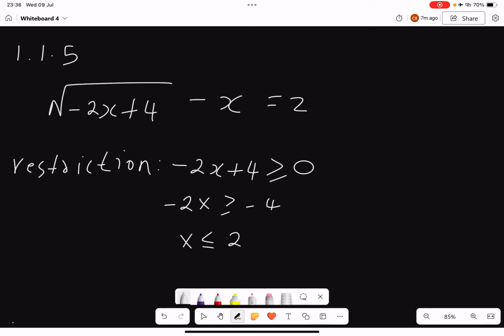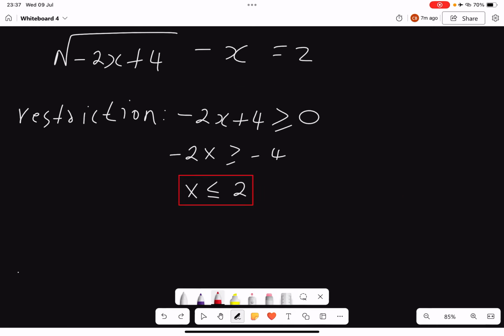Remember, when we divide by a negative 2, the inequality sign switches direction because we divided by a negative number. So as we solve this question, we are only going to accept values of x that are less than or equal to 2. Anything bigger than 2, we are going to cancel out. It's not going to be part of the solution. Right, ladies and gentlemen, now let's solve.